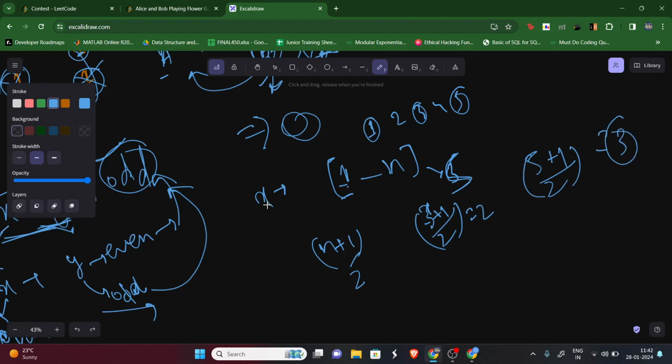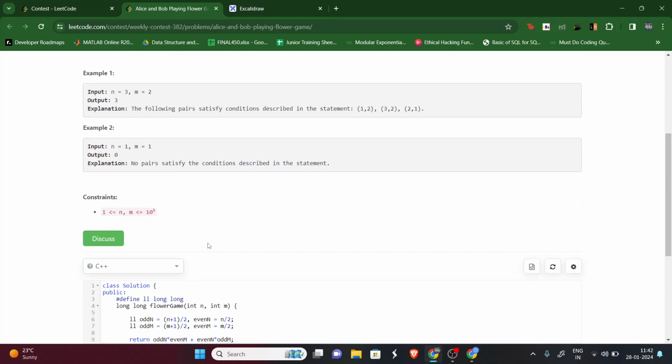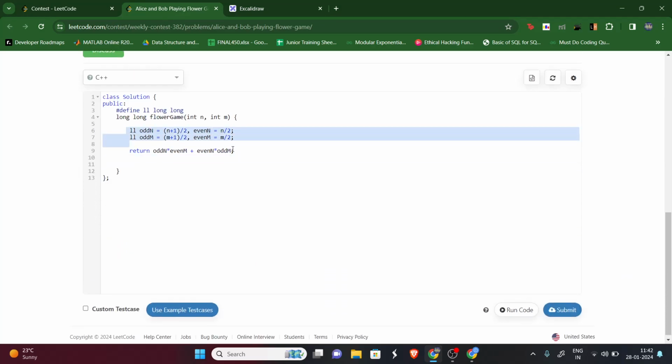Okay, so the total number of odd numbers, for whatever n we have, is (n plus 1) by 2. And similarly, even will be nothing but n by 2, simply n by 2. You can see it is similar for y. Now let's see here. I know it's just a three line solution. So first of all, we'll check how many odd numbers we can have between 1 to n.